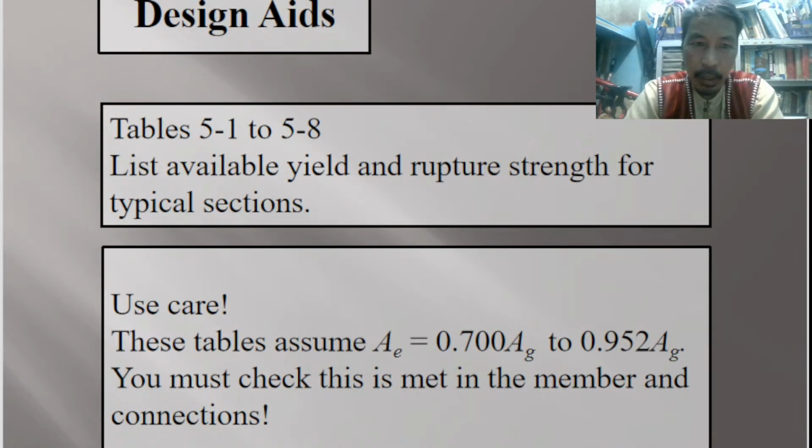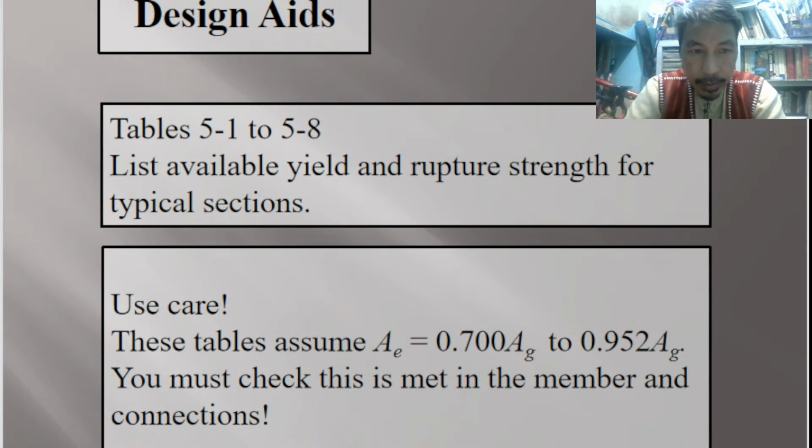So therefore, in our design, we will use tables 5-1 to 5-8. This is a list of available yield and rupture strengths for typical sections. And expect this, this is always given in the board exam. In the questionnaire booklet, there are pages at the back which have the series of tables, diagrams, drawings, and so on. So you can use those things. If you practice more and more using tables, you will have a better chance on steel design in the board exam, because they most likely use tables and application of formulas and concepts.